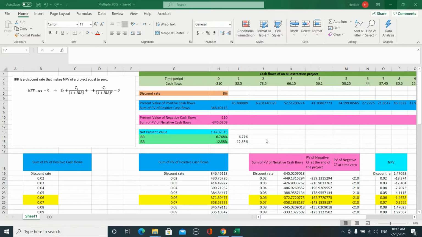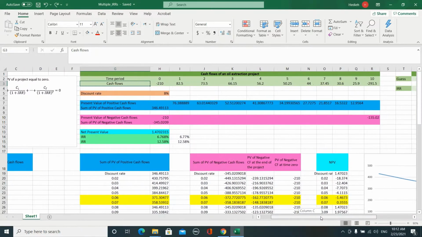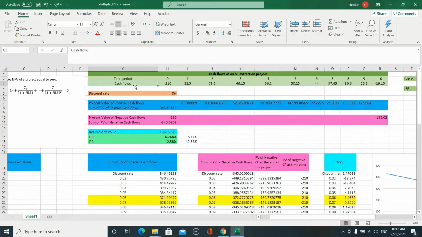Hi everyone, so in this video I want to explain why we can observe multiple internal rate of returns for a given stream of cash flows. So let's consider a project or a stream of cash flows for an oil extraction project.